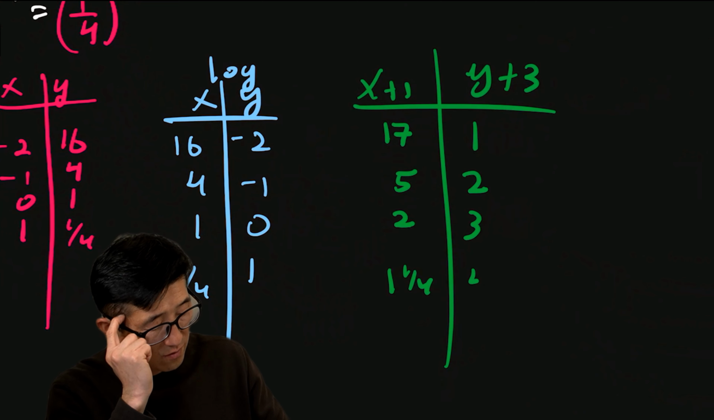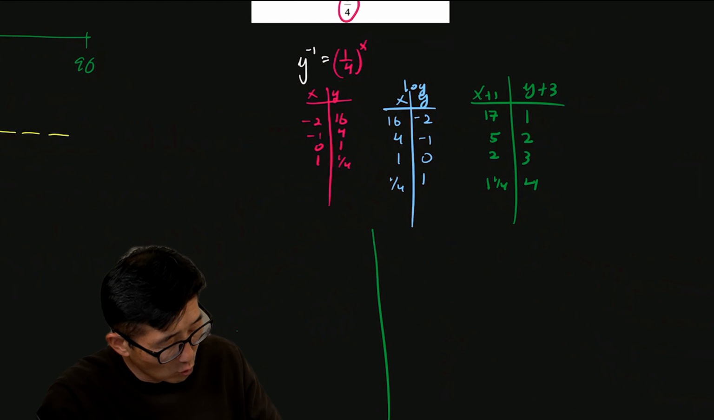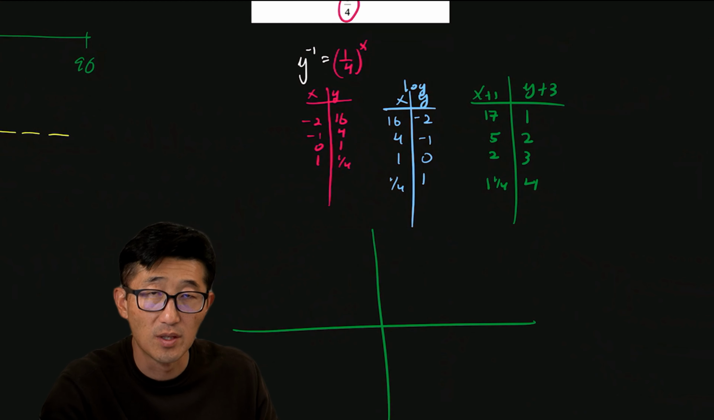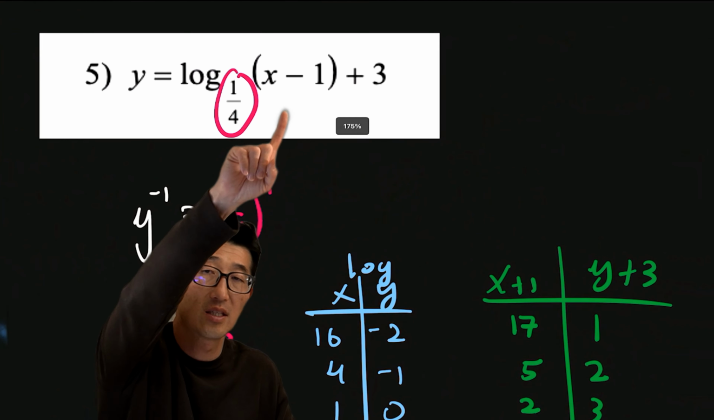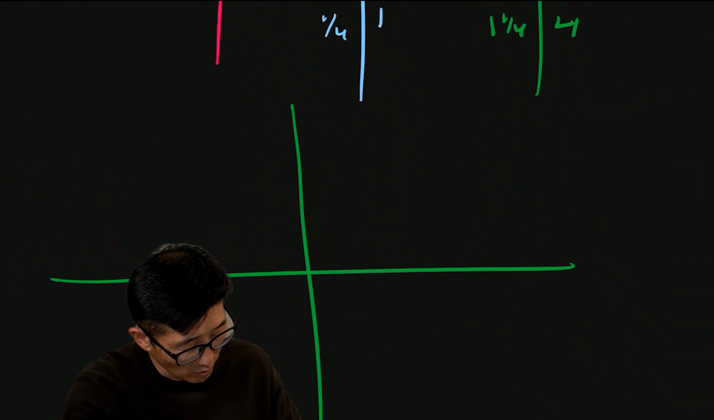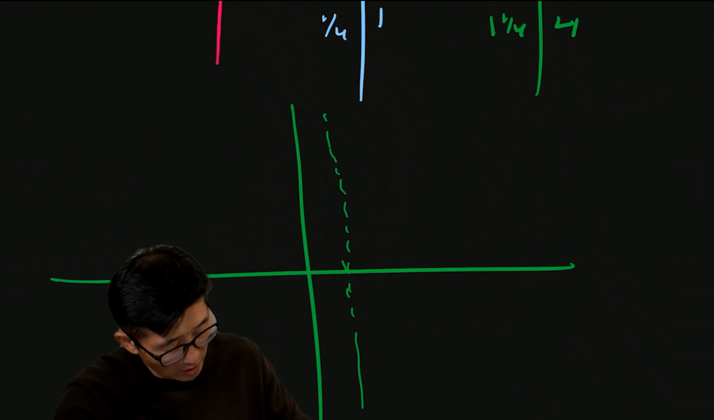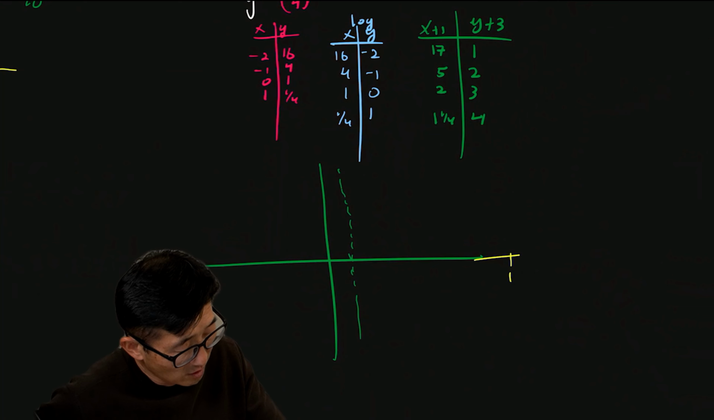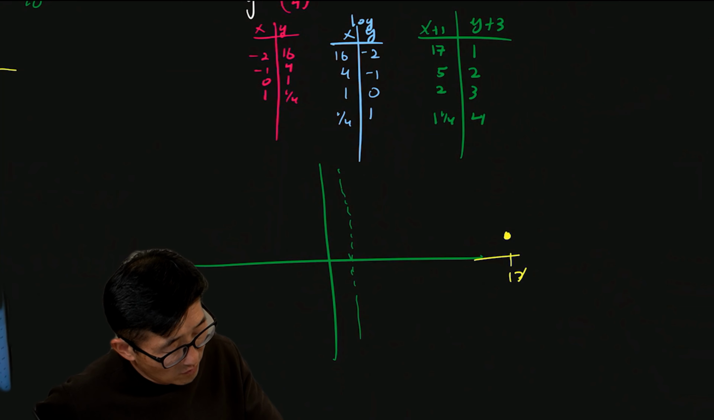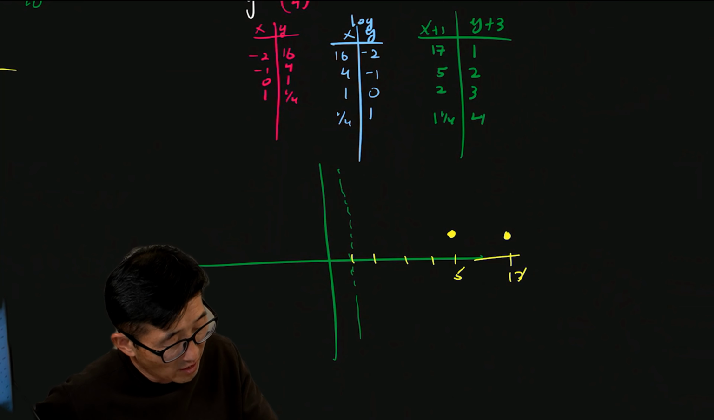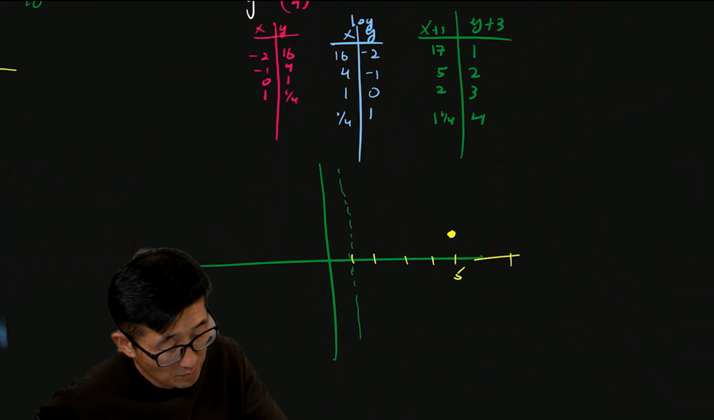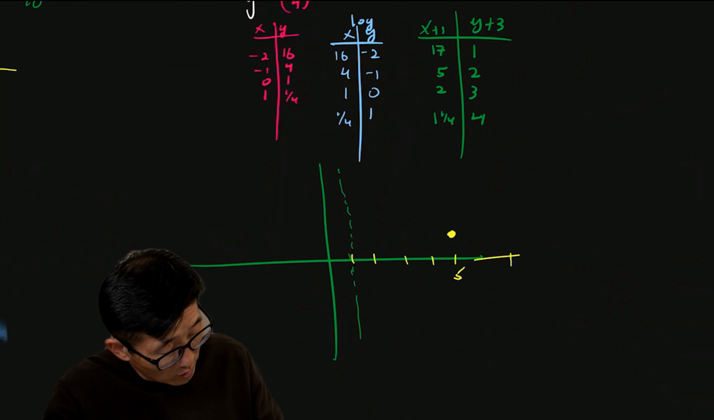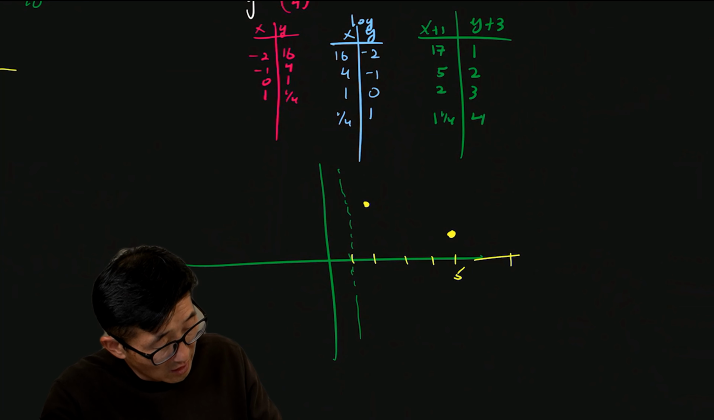2, 3, and 4. Now, before you plot points, you always graph what? The vertical asymptote. It's going to shift right one space, so we're going to put it right over here. And then you just plot those coordinates. 17, 1, somewhere here, like that. 5, 2. Again, it's not drawn to scale. All right, fine, I'll just move it all the way over. We'll do that afterwards. And then 2, 3, and then 1 and 1/4, 4.